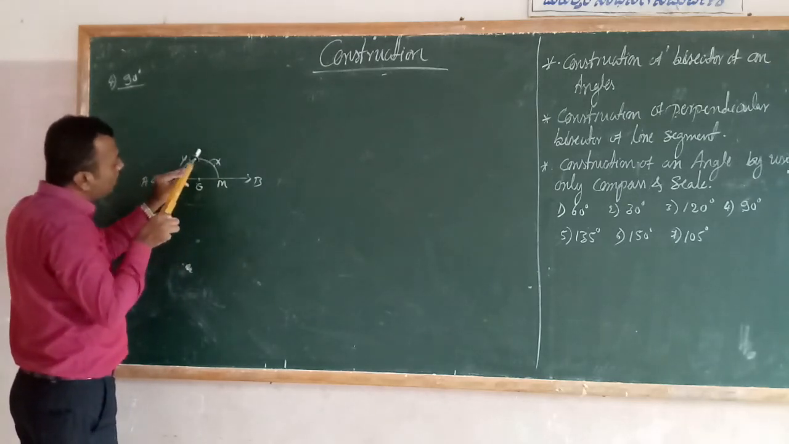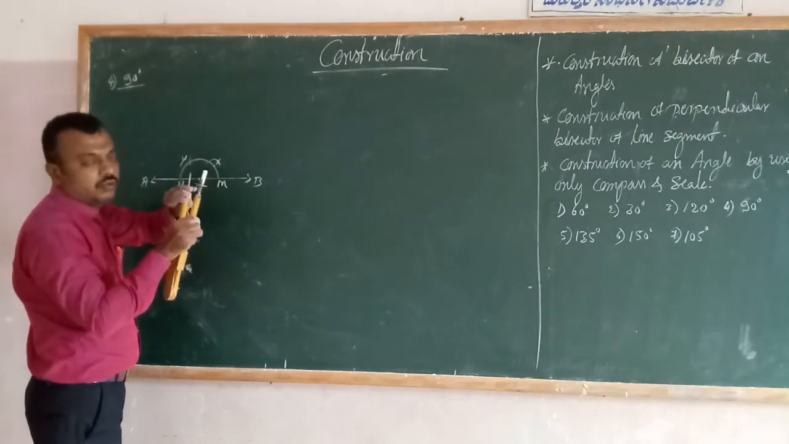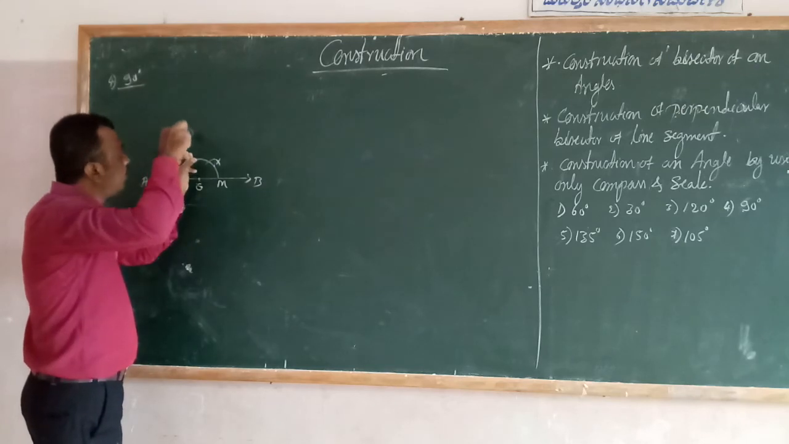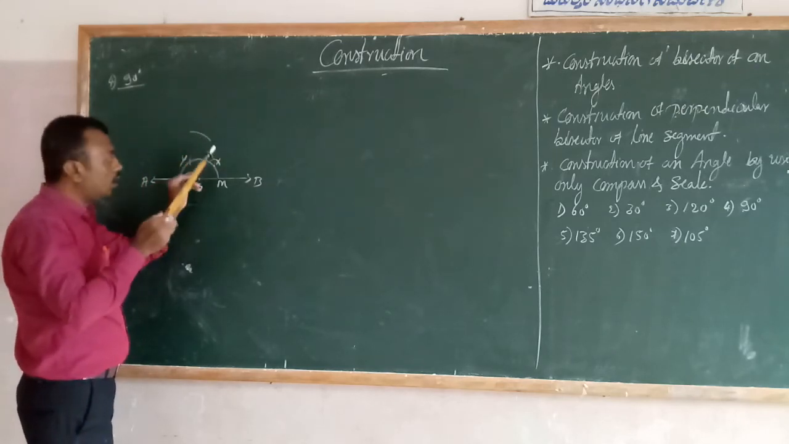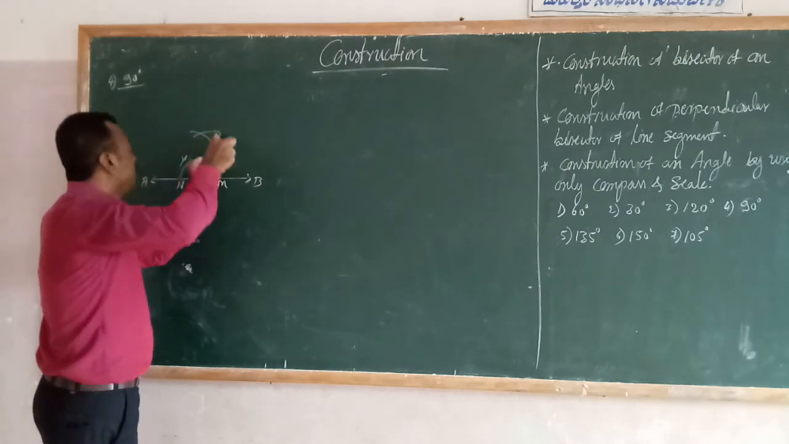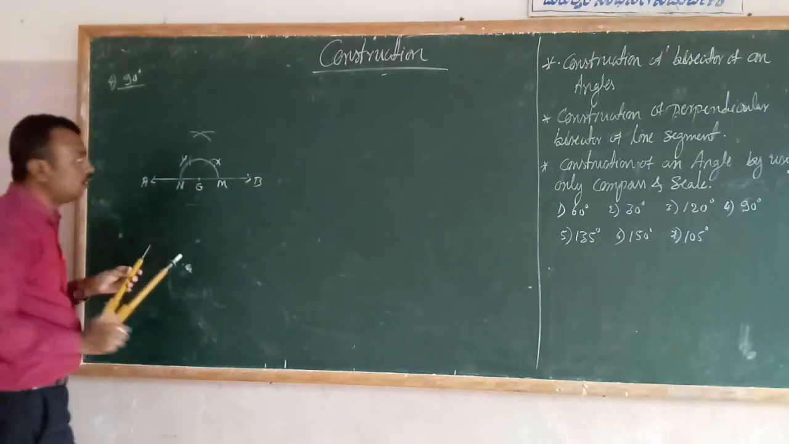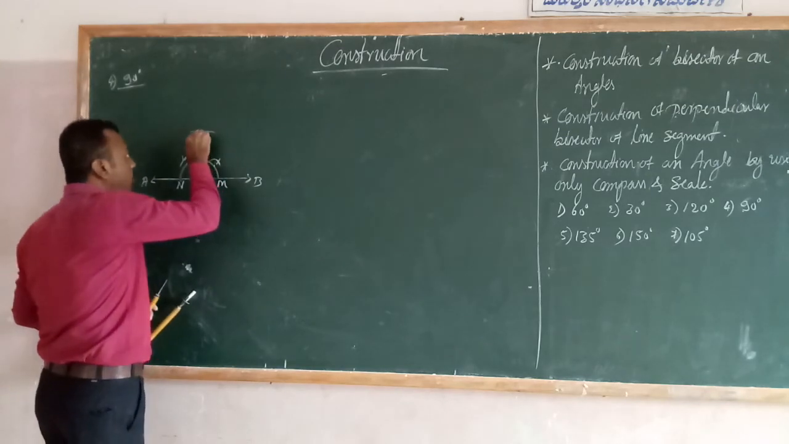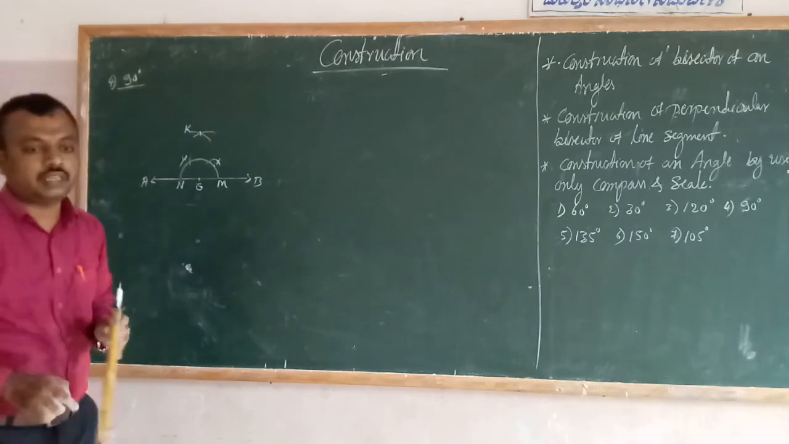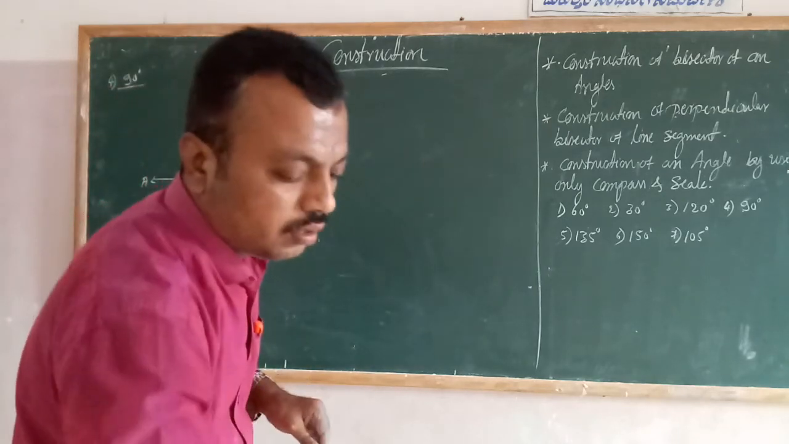Okay, next student, see, keep on the point Y. You can extend this radius. Keep on Y and draw an arc above the arc, and keep on X with the same radius and cut the previous arc. So this arc intersects at a point, called K. You can take any letter, I will give K.